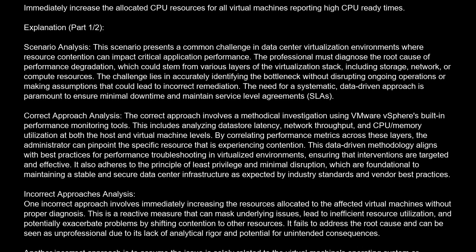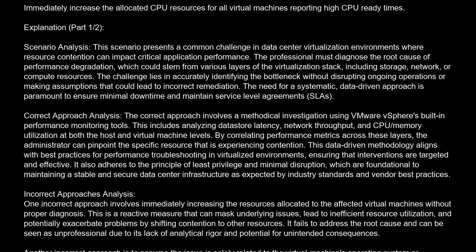Correct answer is A. Immediately increase the allocated CPU resources for all virtual machines reporting high CPU ready times. Explanation. Scenario analysis. This scenario presents a common challenge in data center virtualization environments where resource contention can impact critical application performance. The professional must diagnose the root cause of performance degradation, which could stem from various layers of the virtualization stack, including storage, network, or compute resources.